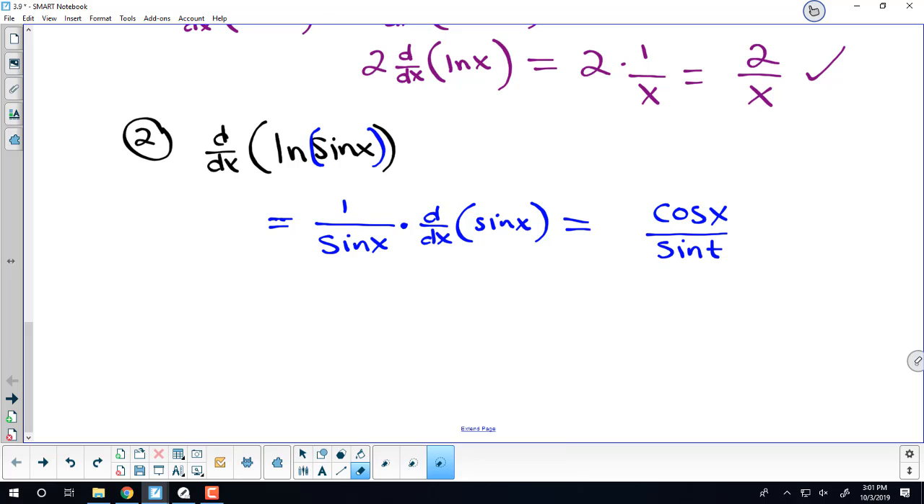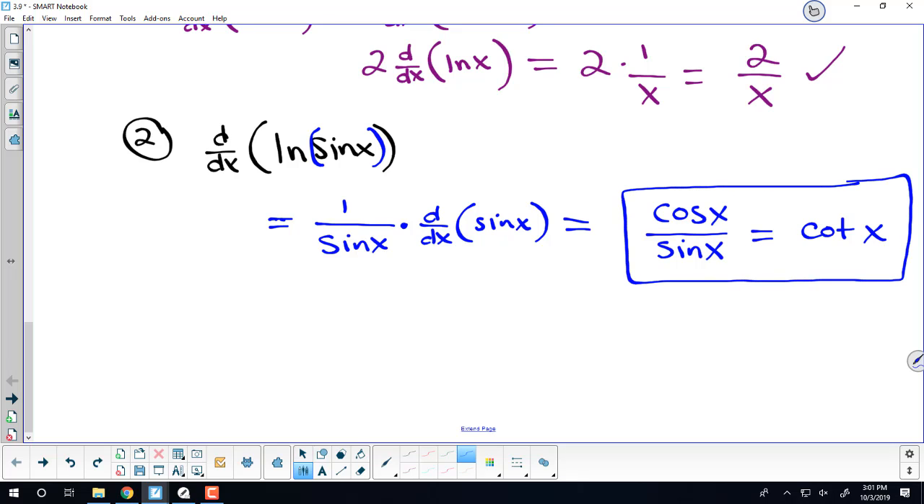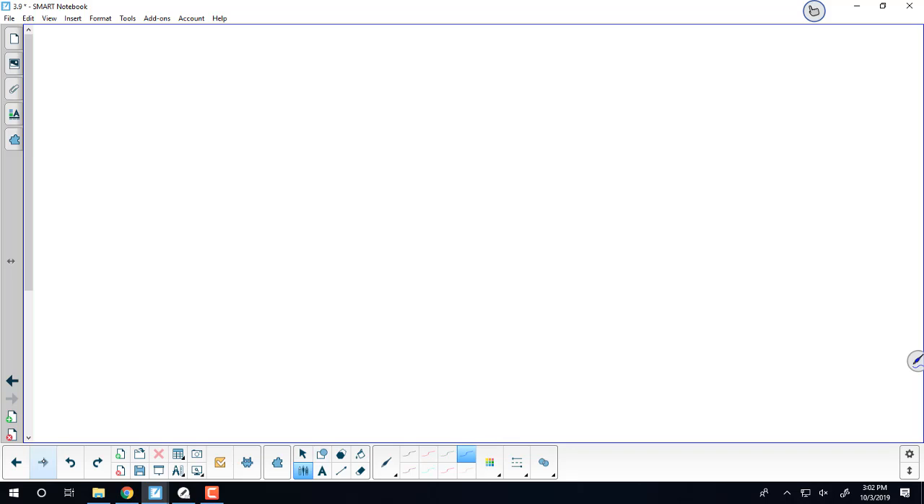Sorry, cotangent, right. I heard tangent; I wrote a T. So, whatever you like here. Questions on that example? So if you've got the log of something, the derivative is just 1 over that thing times the derivative of that thing.